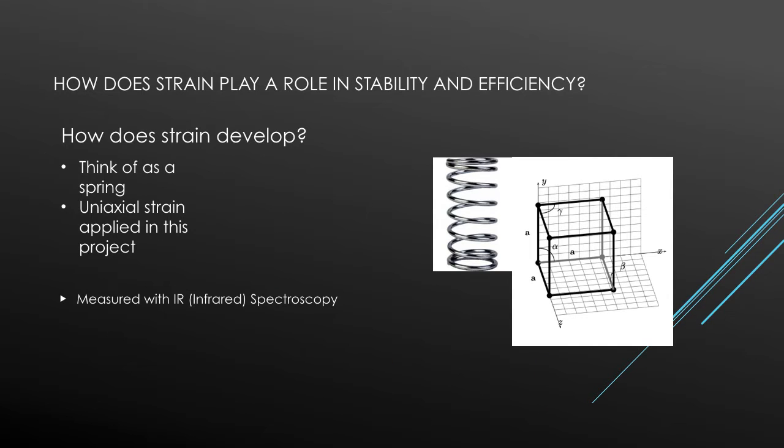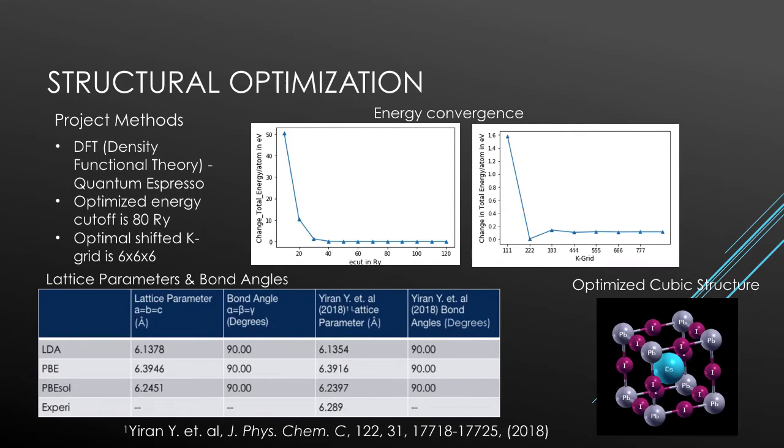You can think of strain as a coil or a spring where you can stretch or compress it however you need to, and it can be in different directions. However, for this project, we applied uniaxial strain to the perovskite structure, and we wanted to look at the infrared spectroscopy. Look at the energy wave cutoff as shown in the figure on the top left.